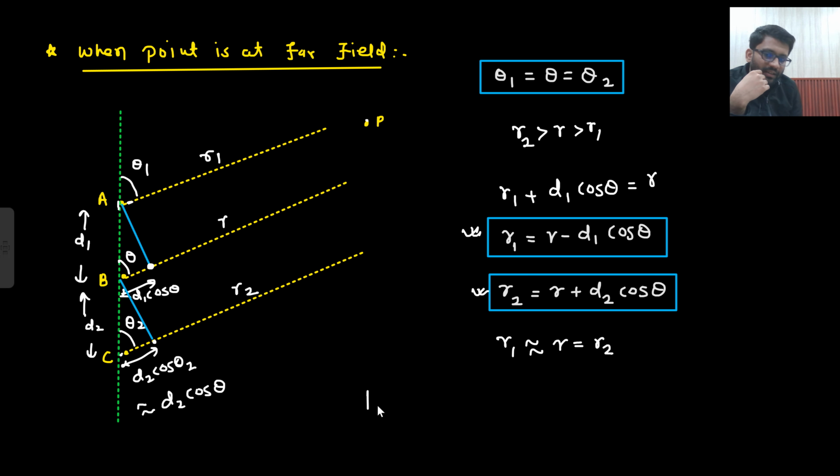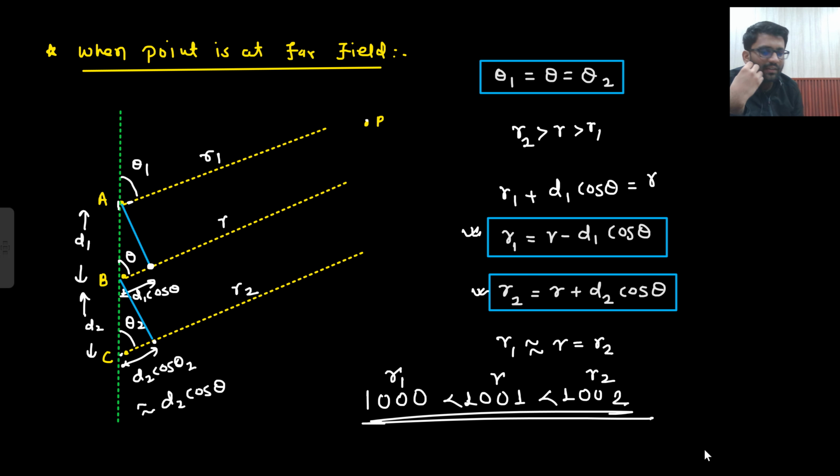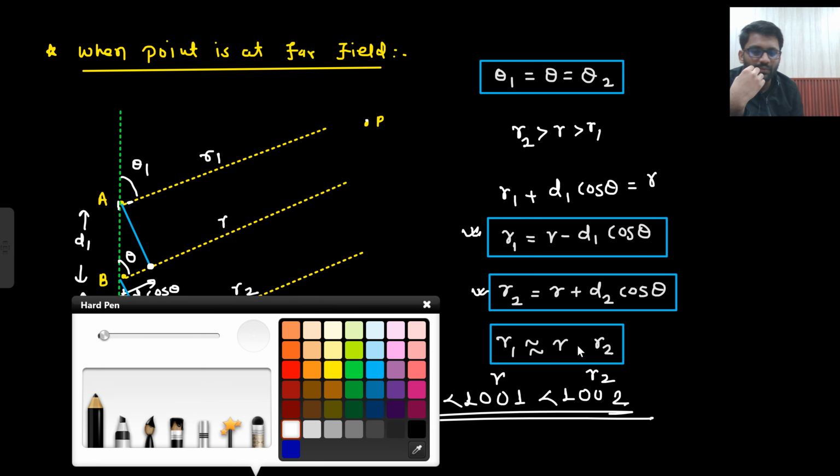What I mean to say is that, let's just say R1 is 1000. R1 is the smallest one, and this is 1100, and this is 1200, or this is also very far. Let's just say this is 1001 and this is 1002. So this is your R1, this is your R, and this is your R2. This is the relation, that this is the greatest one. So all are nearly equal, right? So this relation I am going to take, that my R1 is nearly equal to R, which is nearly equal to R2.